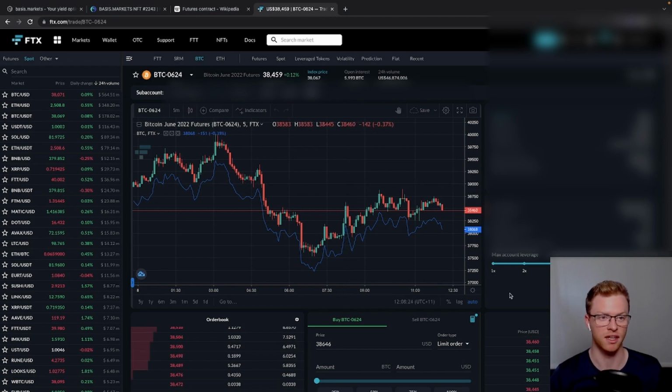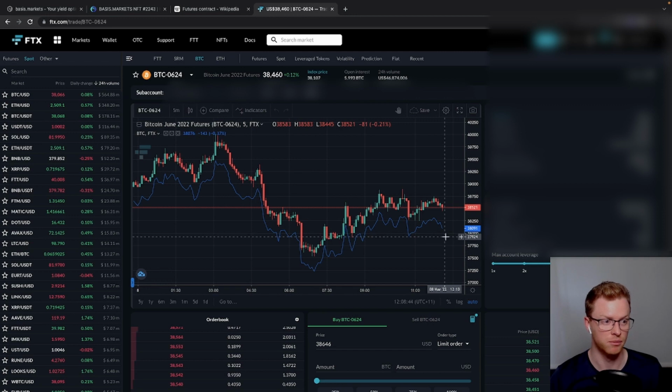So what we're looking at here is the Bitcoin June 2022 futures. This contract expires at the end of June. You can see where the expiration time is: the 24th of the 6th, 2022. And you can see at the moment that it's actually trading at a premium to the underlying.